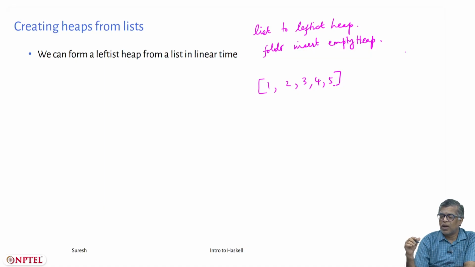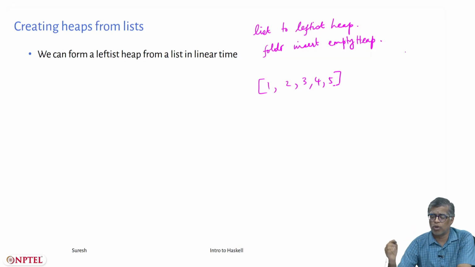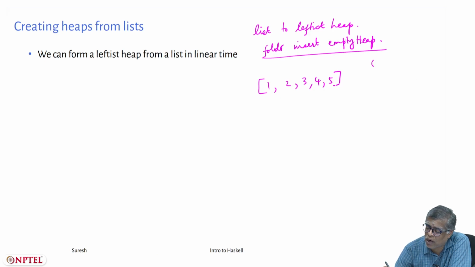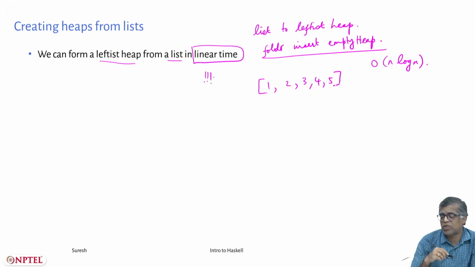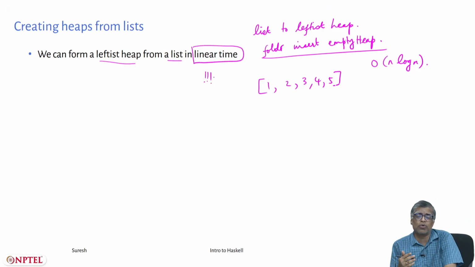You can do that, and that would take order n log n time, because there are n elements, and as you add more elements, the size will become n and the height will be log n, and so this thing will take time order n log n. But actually one can do a cleverer implementation of heaps. You form a leftist heap from a list in linear time. That's very important, okay, and let's see how to do that.